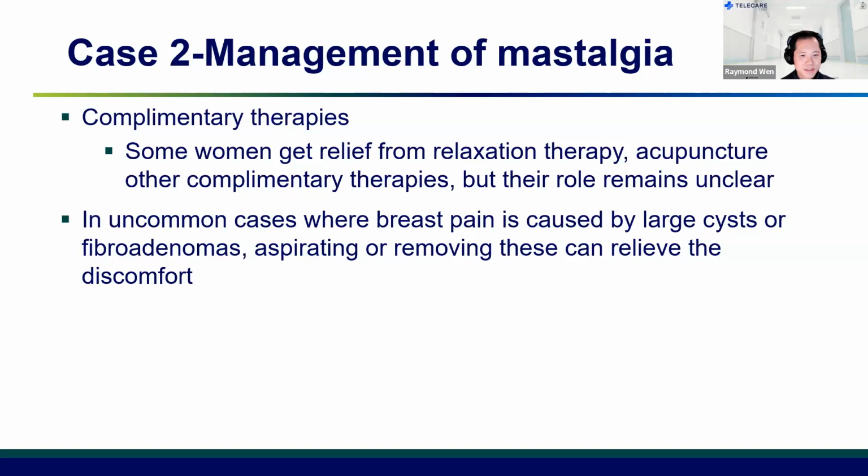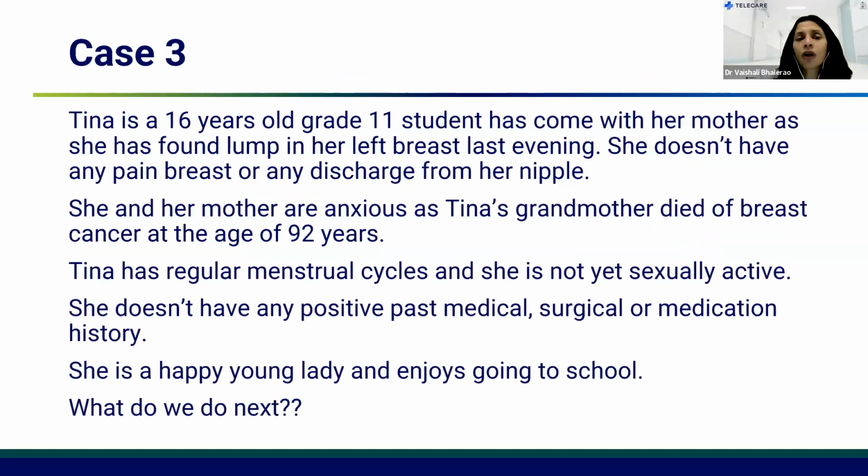Fantastic. So Tina is 16 years old, a grade 11 student, as she has found a lump in her left breast last evening. She doesn't have any pain in the breast or discharge from her nipple. She and her mother are anxious as Tina's grandmother died of breast cancer at the age of 92. Tina has a regular menstrual cycle. She is not yet sexually active.